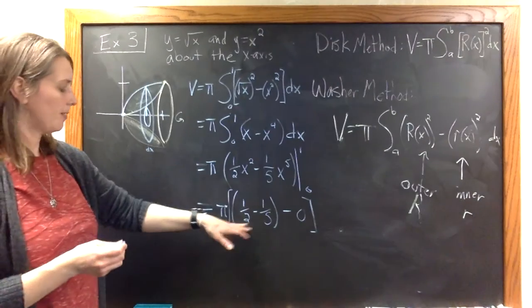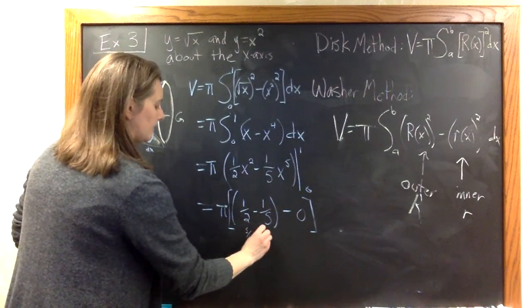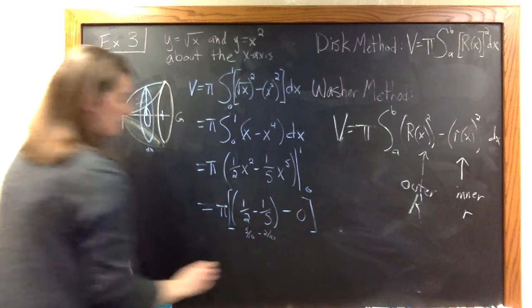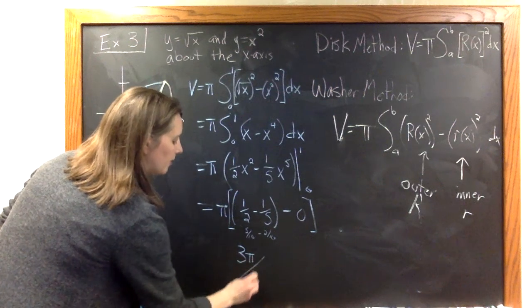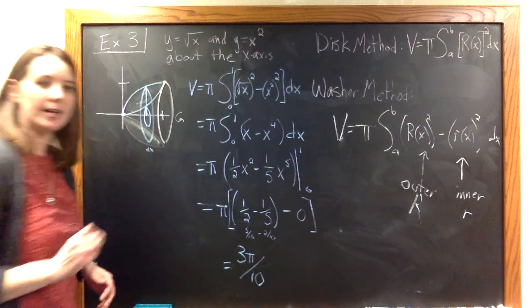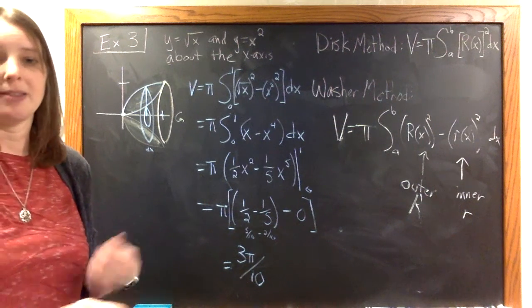So 1/2 minus 1/5, let me do that real quick with common denominators, 5/10 minus 2/10. So that's going to give us 3/10, so 3 pi over 10 is our volume. We'll see more examples with washer method in the next video.